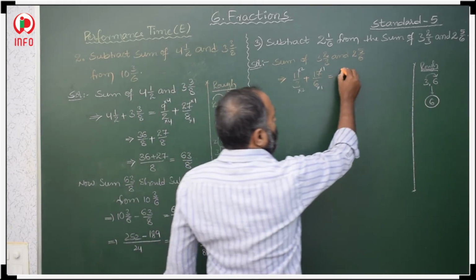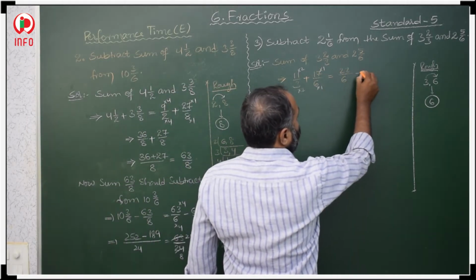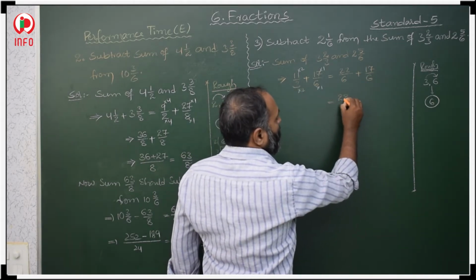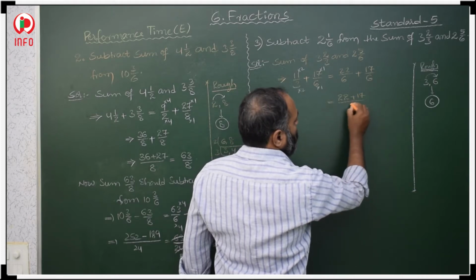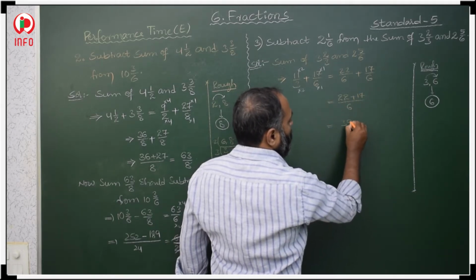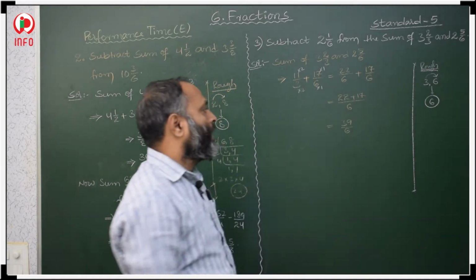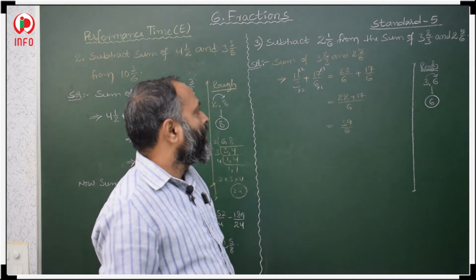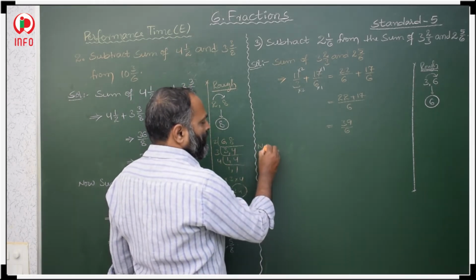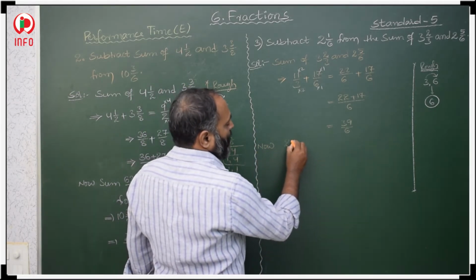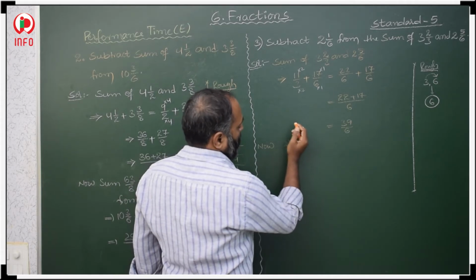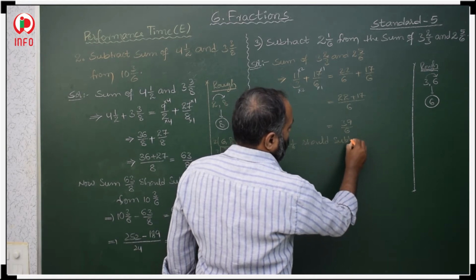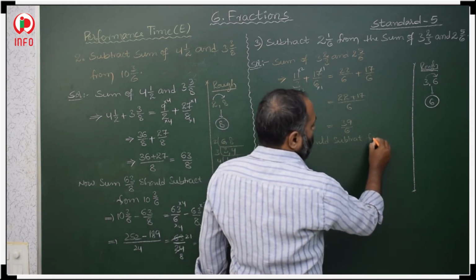Now, 11 twos are 22 over 6, and 17 ones are 17 over 6. Now, the sum of the numerators: 22 plus 17 over the common denominator is 39/6. Okay, this is the sum. Now, 2 1/6 should be subtracted from the sum.